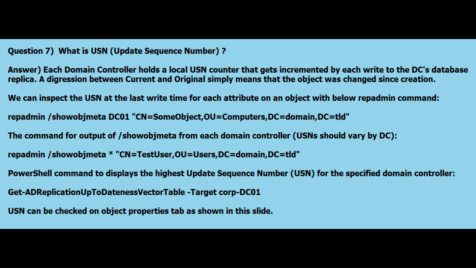PowerShell command to display the highest update sequence number, USN, for the specified domain controller. Get-ADReplicationUpToDatenessVectorTable -Target corp -DC01. USN can be checked on the Object Properties tab as shown in this slide.